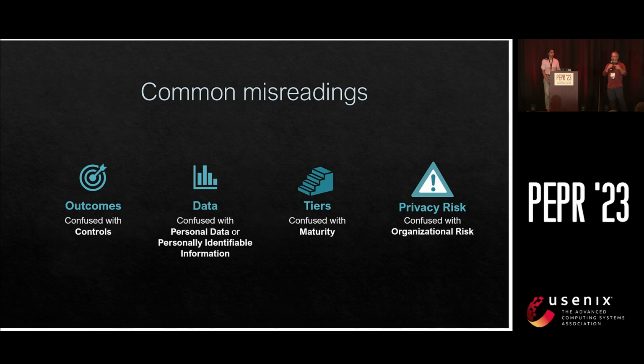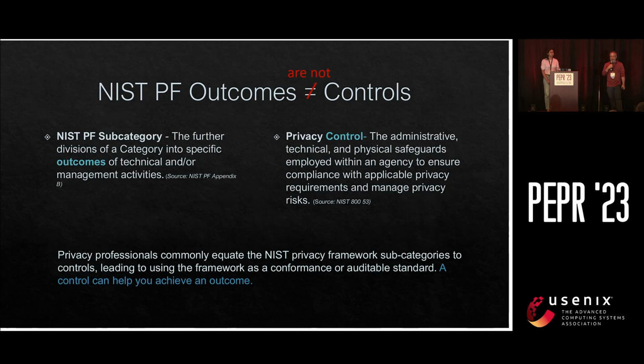So outcomes are confused with controls, and by the way, I'll go quickly over each of these in individual slides, but data is confused with personal data or personally identifiable information. Implementation tiers are confused with what's called maturity, and privacy risk is confused with organizational risk. So outcomes are not controls.